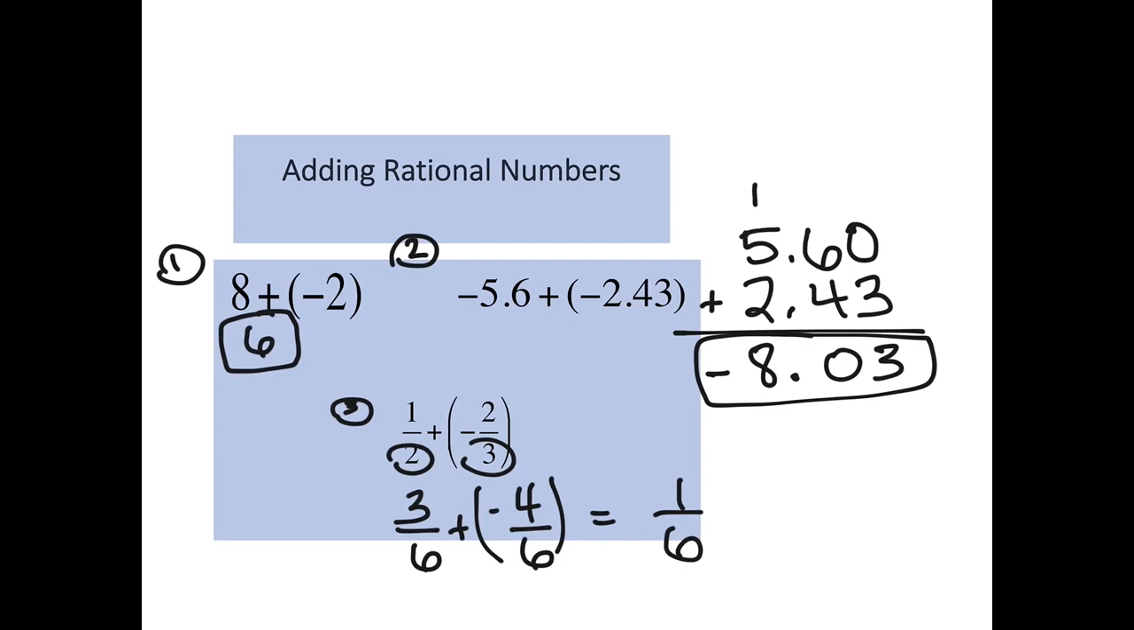And then the last thing that I need to do is ask myself, what sign do I need? So looking back at the problem, 3/6 plus negative 4/6, which one of those fractions has the greater absolute value? If you said 4/6, you are correct. So I'm going to take the negative sign that is with 4/6 and make my answer negative 1/6.